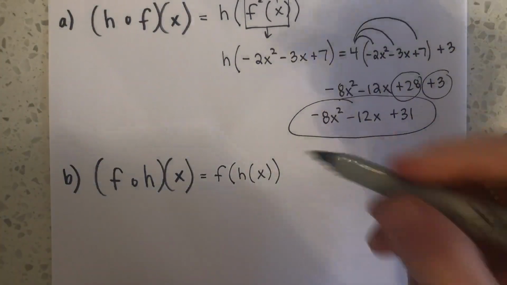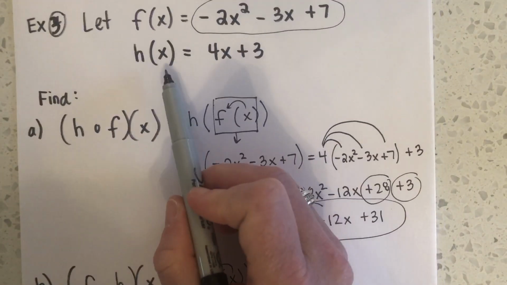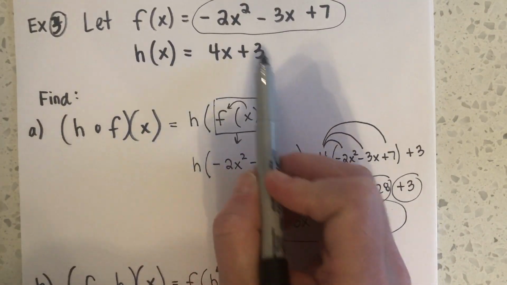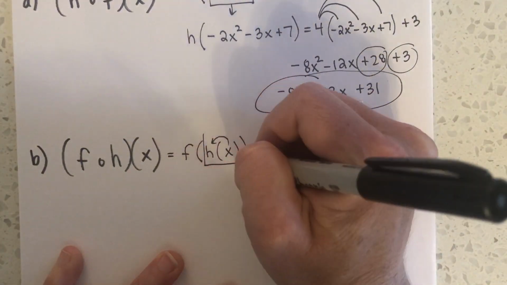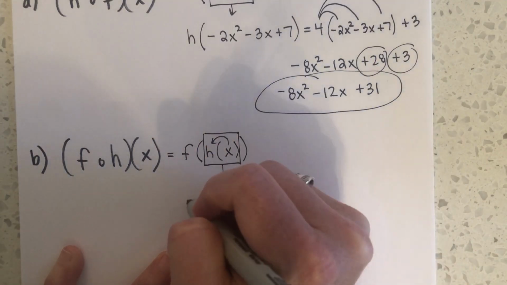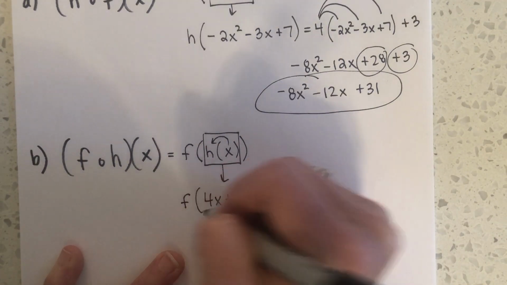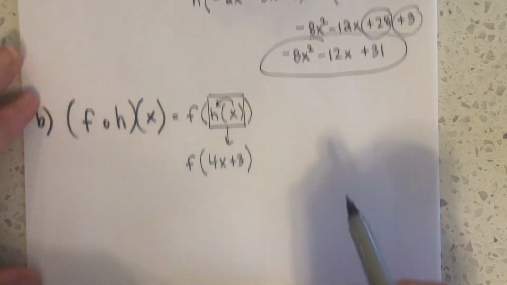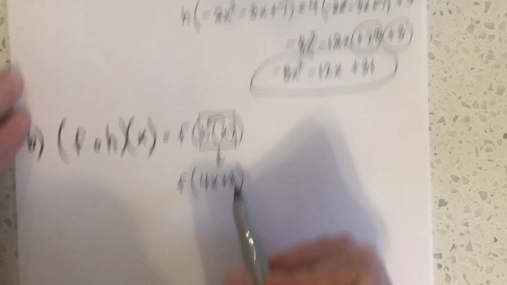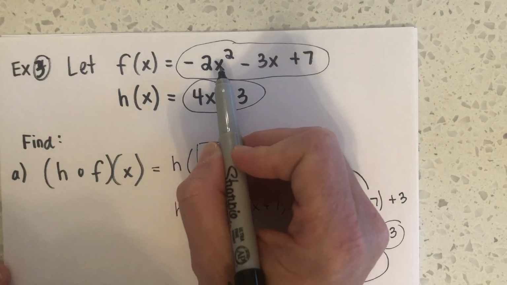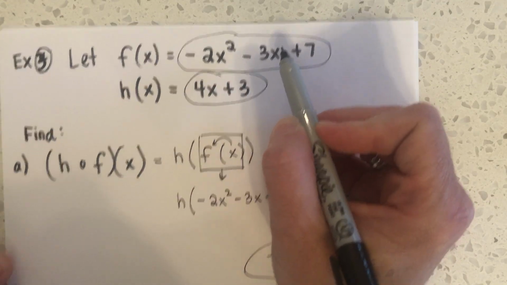So we start on the inside. First, we plug x into h. But guess what? You already plugged x into h. H of x is this expression right here. So h of x is literally 4x plus 3. So now you have to find f of 4x plus 3, which means you have to go to function f and plug 4x plus 3 in. So go to function f and plug 4x plus 3 in for this x and plug 4x plus 3 in for that x.